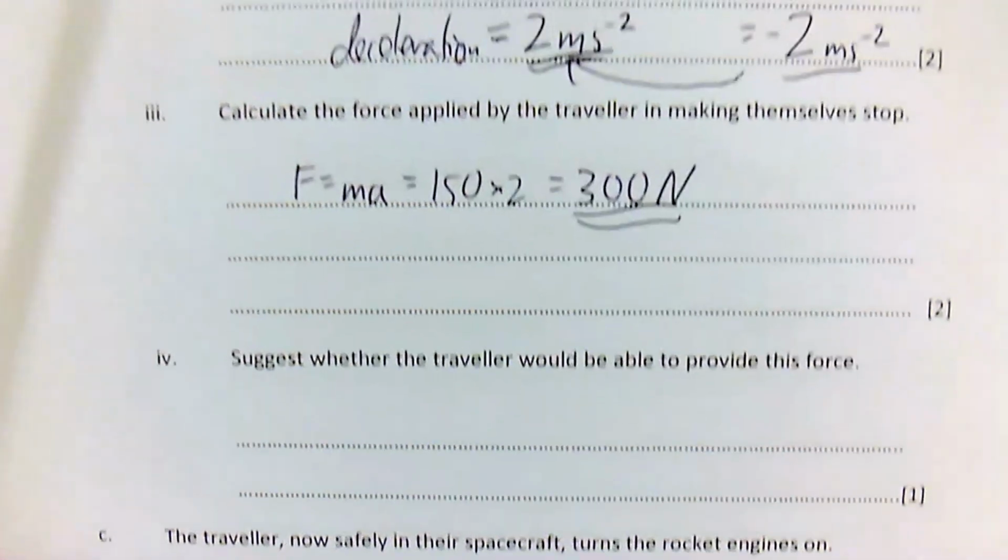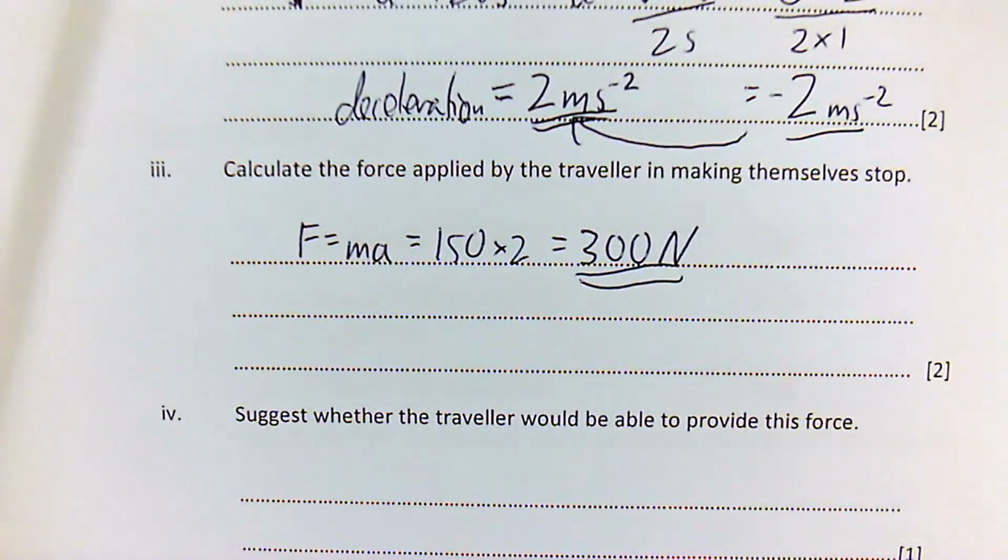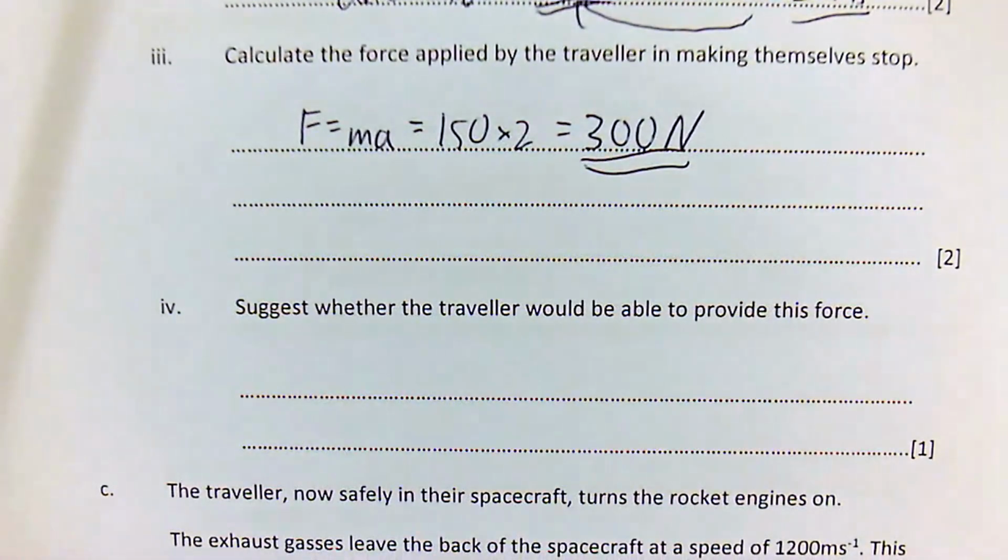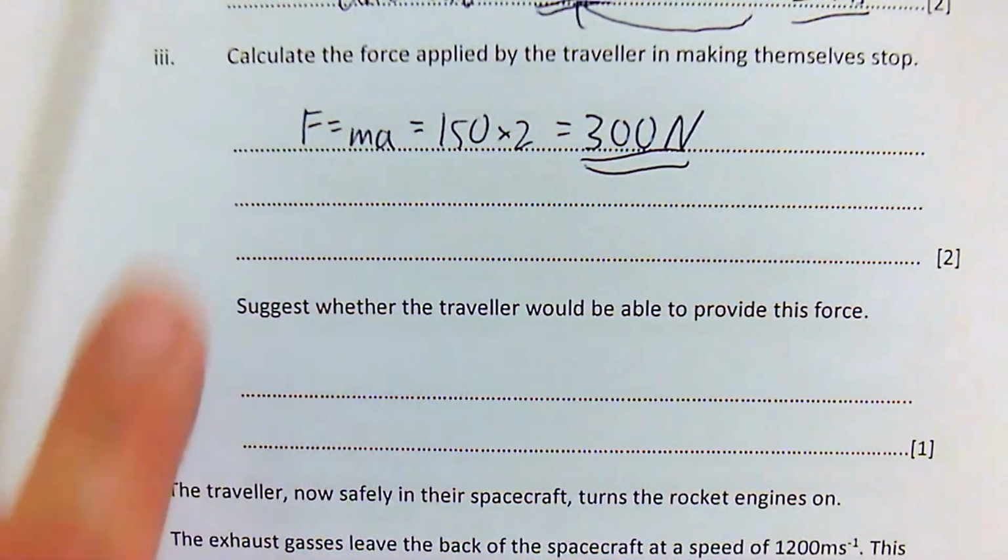You can do it as a rate of change of momentum if you like, but you don't have the value for time, so it would be quite difficult to do. That's probably the easiest way, to use Newton's second law of motion.